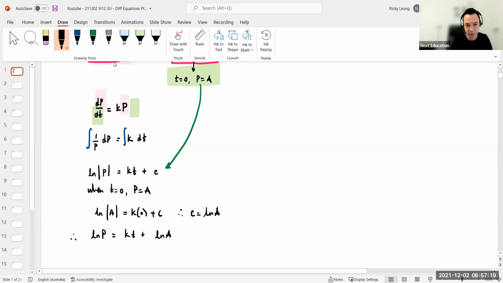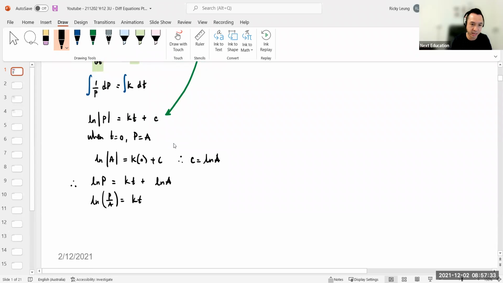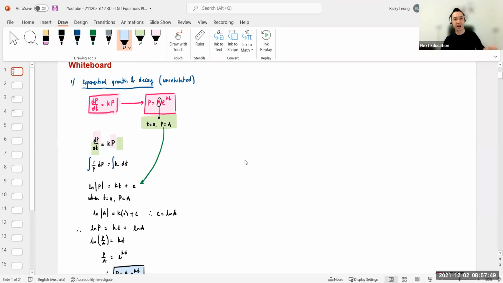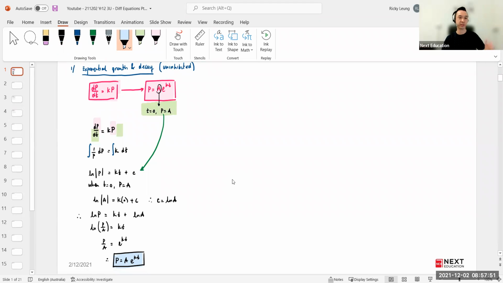So let's combine the logs. Using your log laws, move it over, minus becomes divide. So combine, and once again I've got rid of the absolute value, then I put it back in, kt. Guys, ln and exponential are inverses, so e to both sides, e to the kt. So therefore I have my solution proven through the process of integration. So that's why that is a solution to the differential equation.